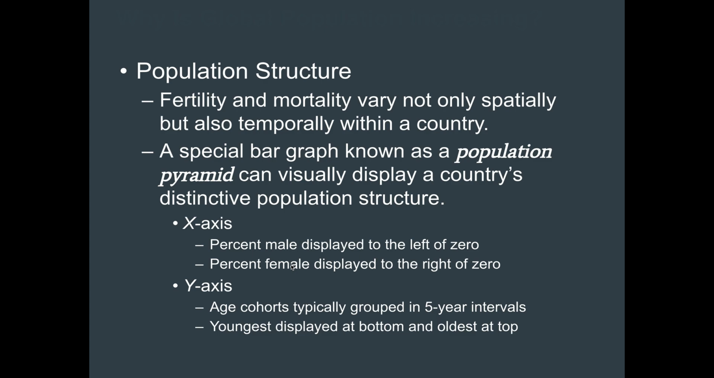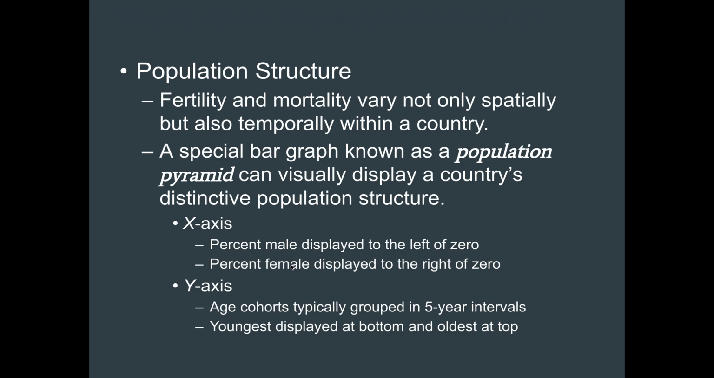So first, the review. With population structure, the things that we look at mostly are the fertility, mortality, and death rate, and then we also look at the percentage of sex and ages. These things vary not only across space but also across time for each country.